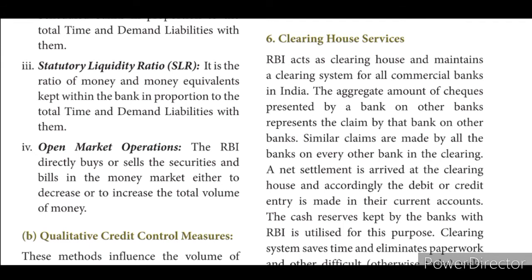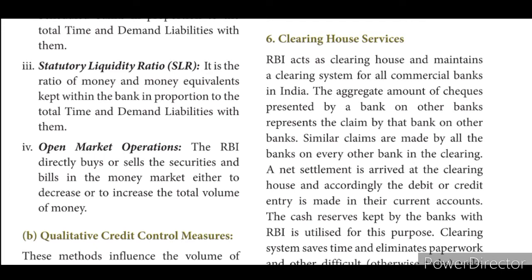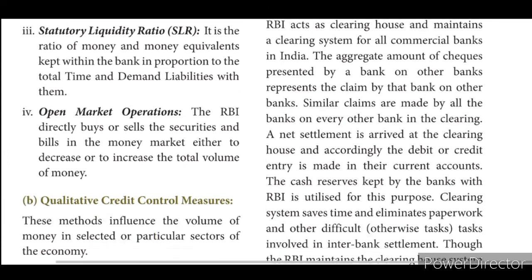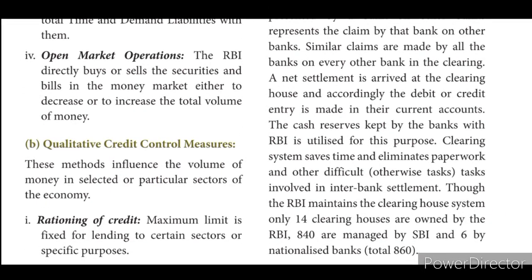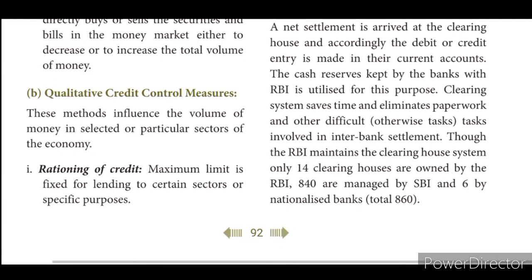The aggregate amount of checks presented by a bank on other banks represents a claim by that bank on other banks. Similar claims are made by all the banks on every other bank in the clearing, and a net settlement is arrived at in the clearing house, and according to it a debit or credit entry is made in their current accounts. The cash reserve kept by the bank with RBI is utilized for this purpose. The clearing system saves time and eliminates the paperwork and other difficult tasks involved in interbank settlement.